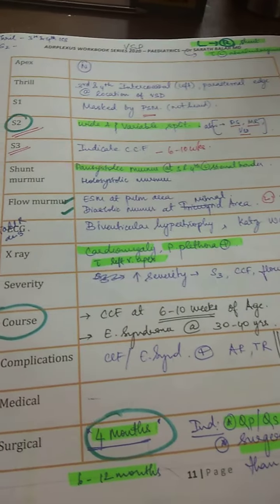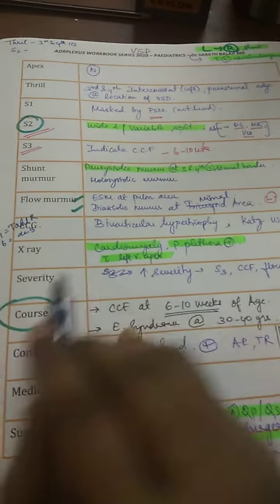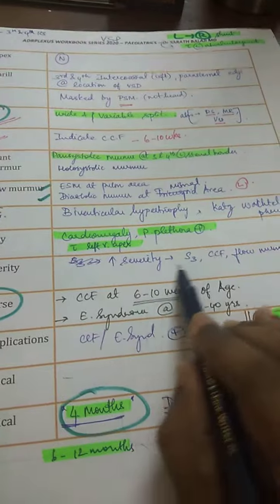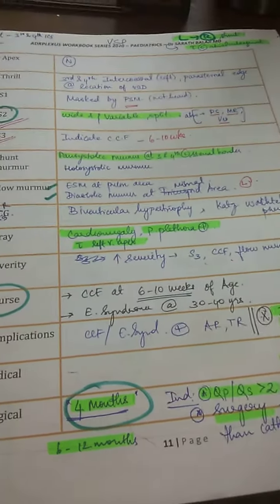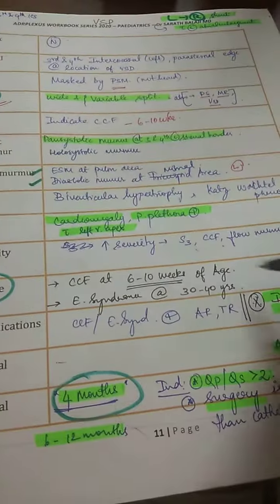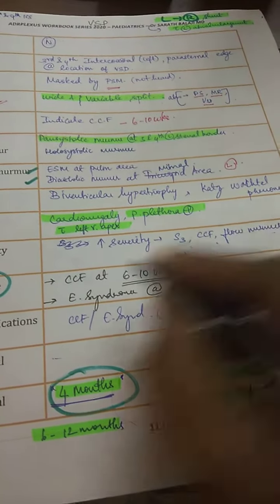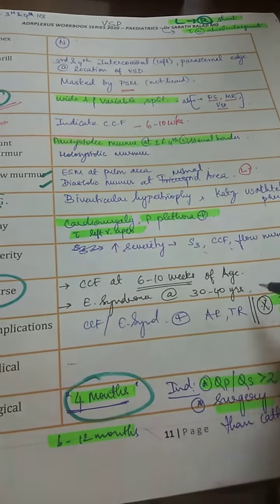Now another thing is that in case of severity, if it's more severe, S3, CCF and flow murmur will be even more severe. Now if the patient develops CHF at 6 to 10 weeks, he can develop Eisenmenger syndrome at 30 to 40 years. What Eisenmenger is will be dealt with later.